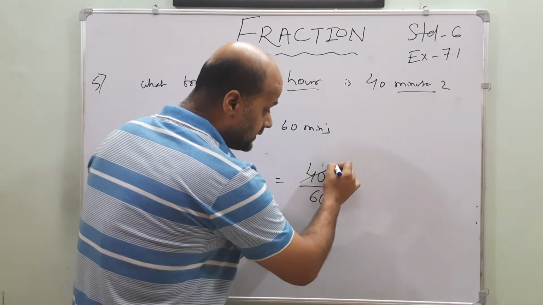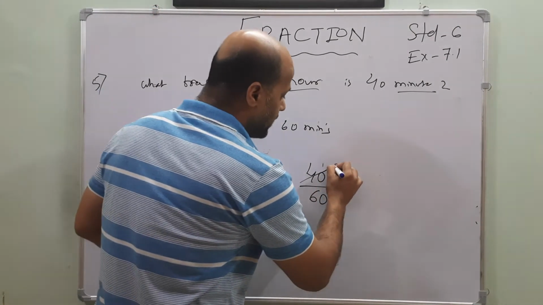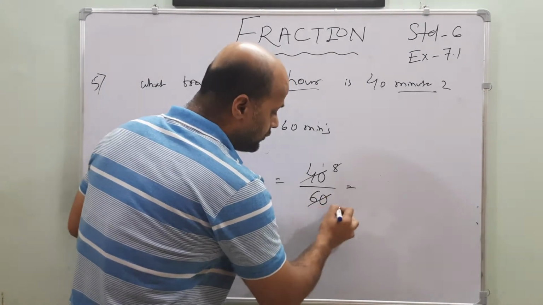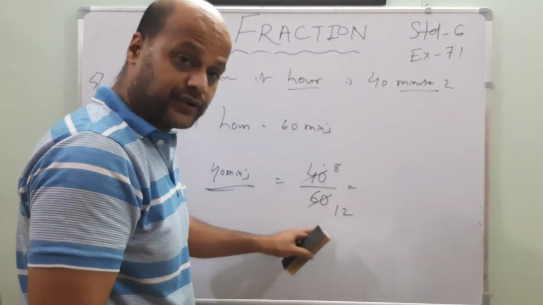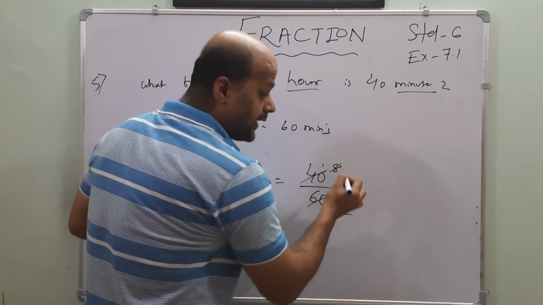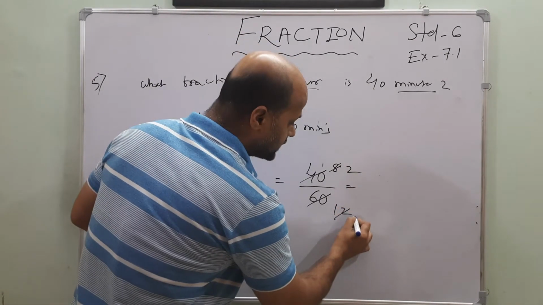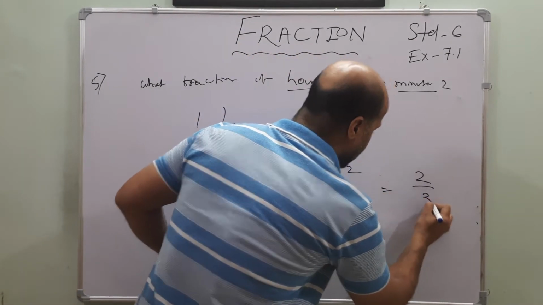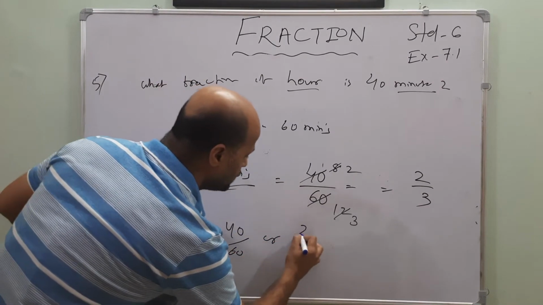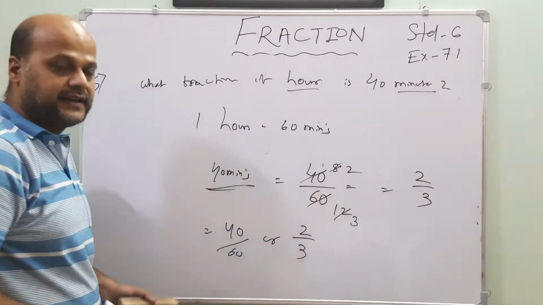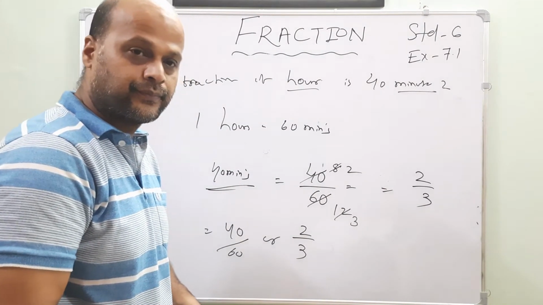The 5 table is there. 5 eights are 40, 5 twelves are 60. Yes or no? Then again, 2 fours are 8, 2 sixes are 12... the answer is 2 by 3. I can write it is equal to 40 by 60 or 2 by 3. How is 2 by 3 coming here? Who will tell me? Yes.